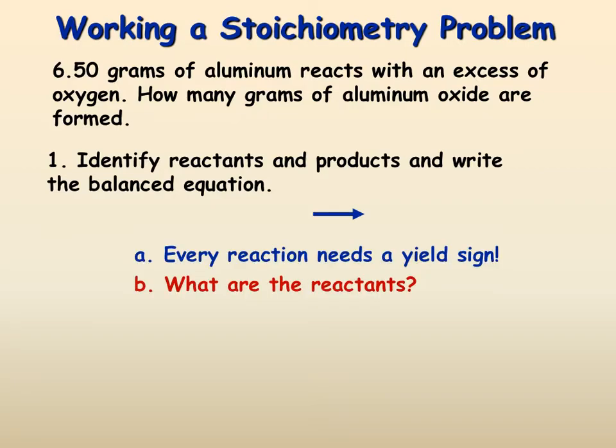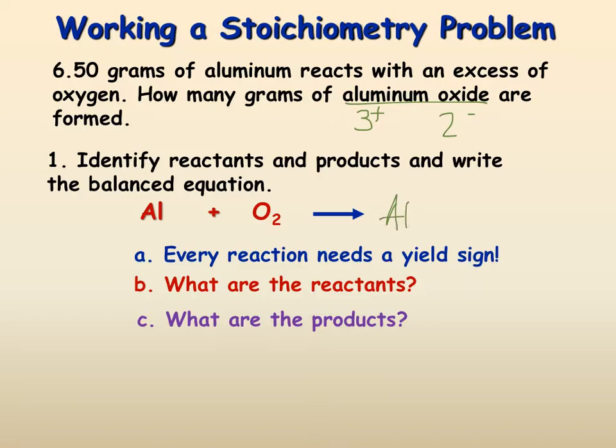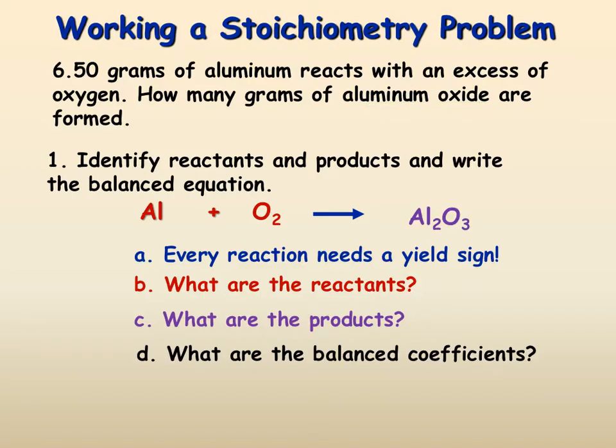So, start out with our arrow. What are the reactants in this case? Reactants should be aluminum reacts with excess oxygen. So, aluminum plus oxygen. What are the products? Aluminum oxide. Aluminum is 3 plus. Oxygen is 2 minus. So you need Al2O3. And then once you know what your reaction is going to be like, you have to balance it. So we have a 3 and 2 as far as oxygen goes. So we know we're going to need a 3 here, a 2 there, and a 4 in front of aluminum.